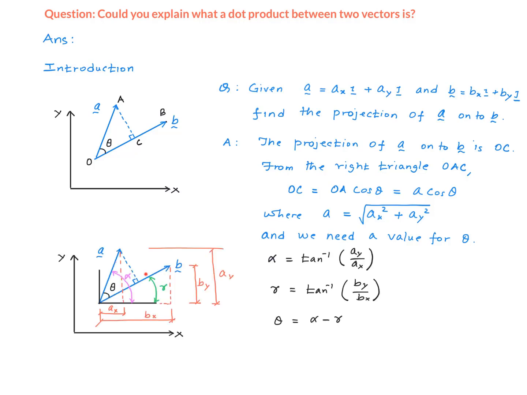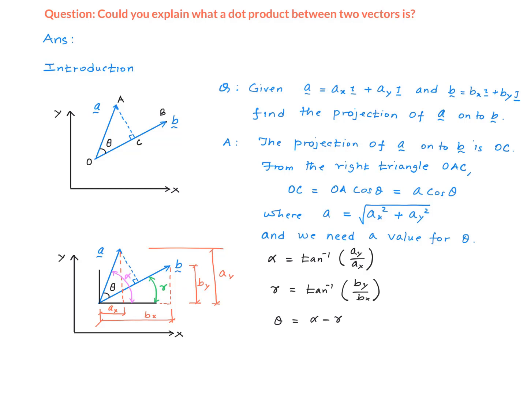But we can find that angle like this. Referring to this picture right here, we have the components of A, and therefore we can go ahead and find this angle alpha for vector A, which is the angle that vector A makes with the positive x-axis. So alpha will be equal to tan inverse of this distance divided by this distance, which is AY divided by AX, right? We can do the same for vector B. So we have the components for vector B, and therefore gamma will be equal to tan inverse of BY over BX. And it's clear from the picture, alpha minus gamma is theta. So that's what we need.